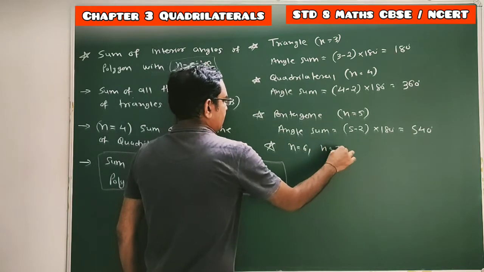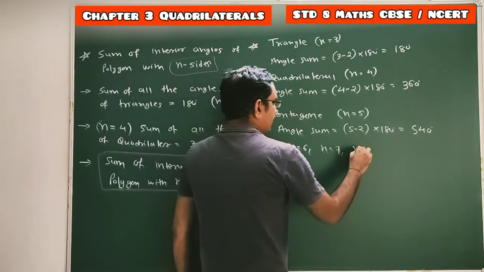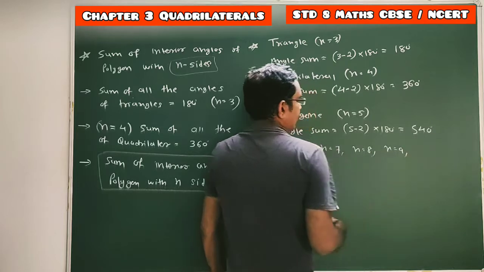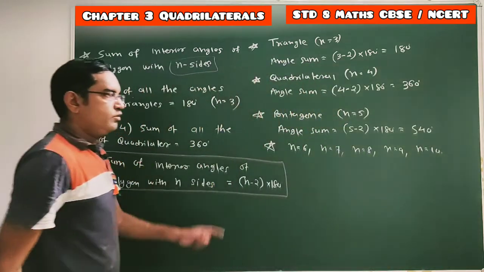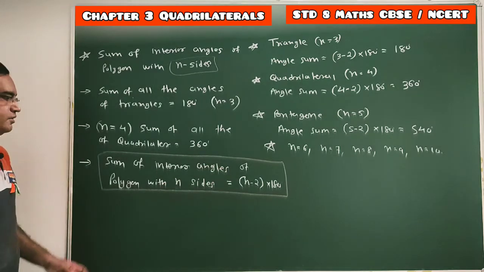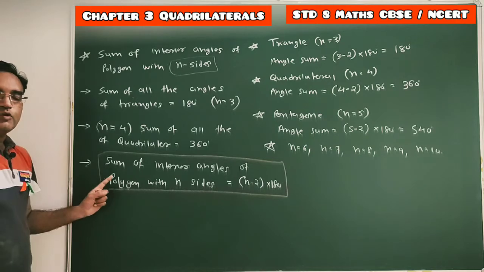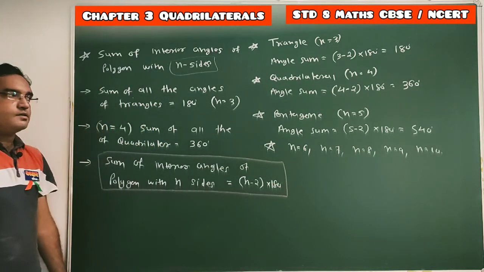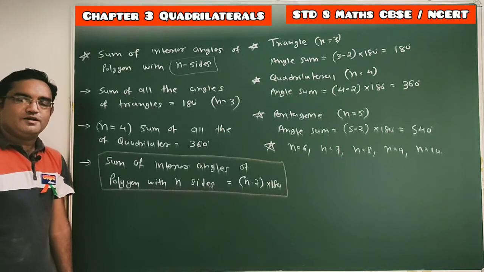So this is how we can find the angle sum property for a hexagon by taking n equal to 6, n equal to 7 for a heptagon, n equal to 8 for an octagon, n equal to 9 for a nonagon, and n equal to 10 for a decagon. That you have to try by yourself. Clear? So please note down this formula and find the angle sum property for all the remaining polygons with n equal to 6, 7, 8, 9 and 10 sides. Done? So pause the video and note it down.